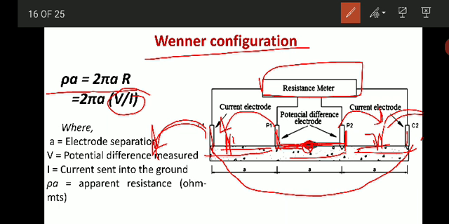We can set how much current we are sending into the ground, so that arrangement will be there. You have to take a charged battery, go to the field and perform this particular test. A is the electrode separation, V is the potential difference, and I is the current sent into the ground. Rho A is the apparent resistivity that will be calculated, and the unit is ohm meters. So this is done in the Wenner configuration.